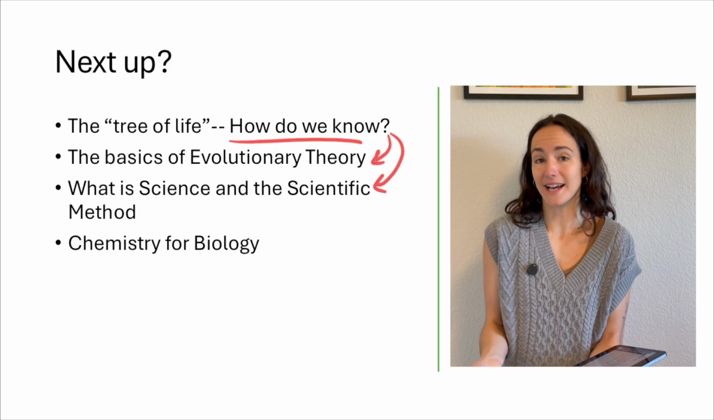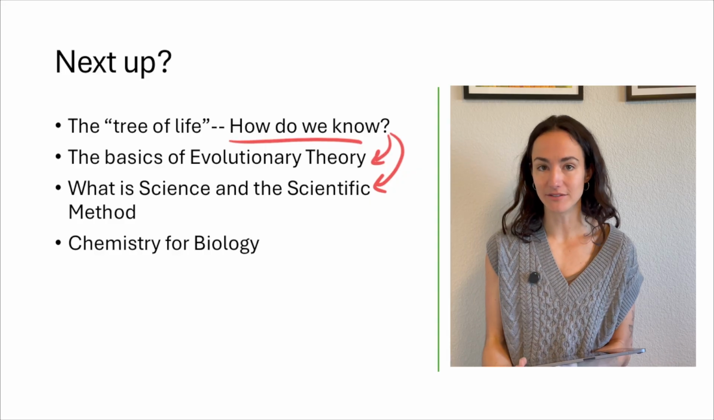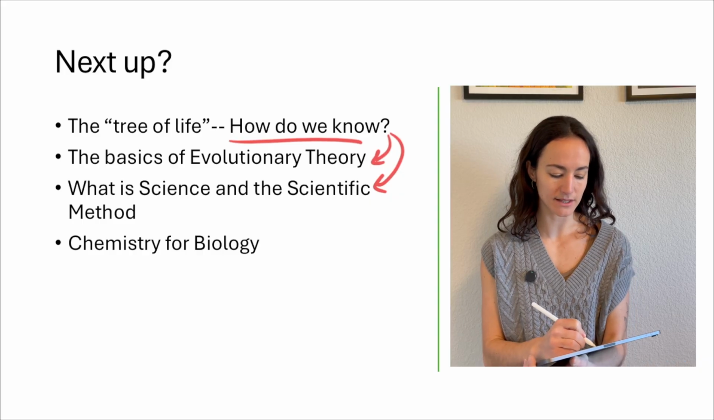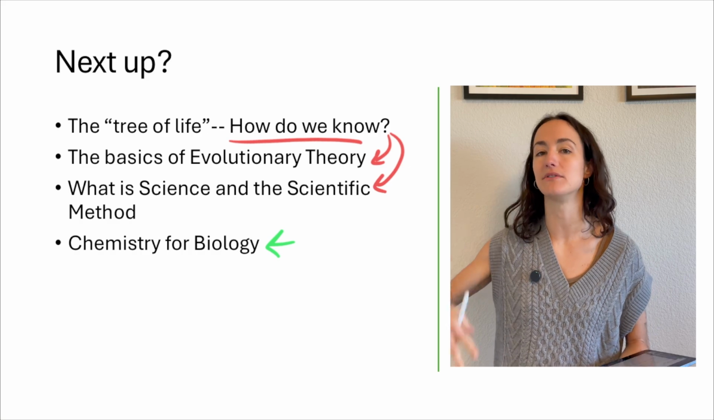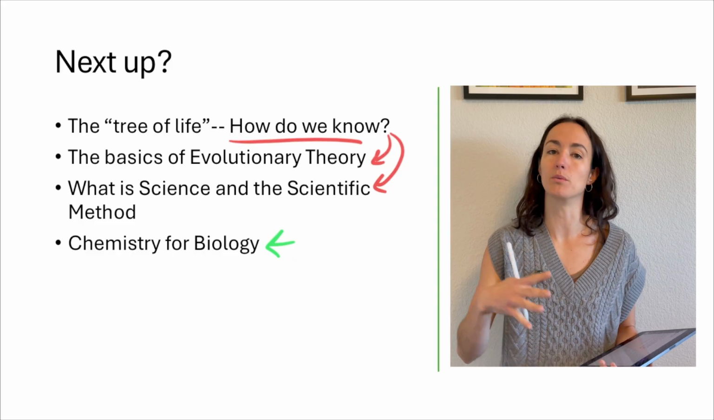Broadly, we know because of science. So we're going to talk about what is science, what is the scientific method, and then we're going to talk about basic evolutionary theory that helps us construct this tree of life. And then a sneak peek later is going to be chemistry for biology. Just like we looked at that schematic of all the levels of structure, chemistry is really the smallest, and then we're going to learn the basics so we can work our way up from there.